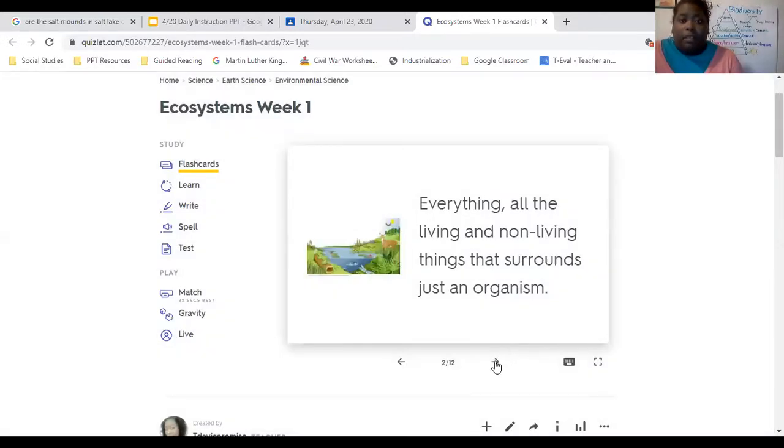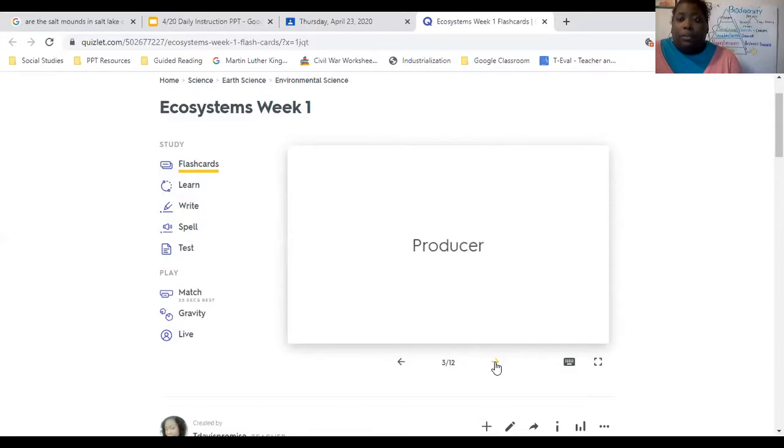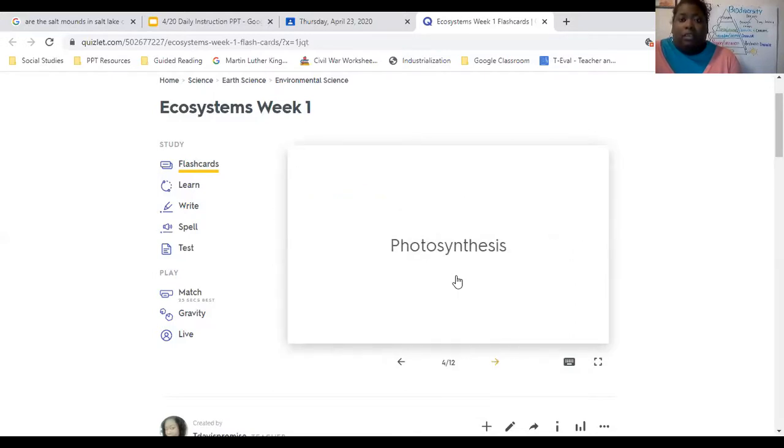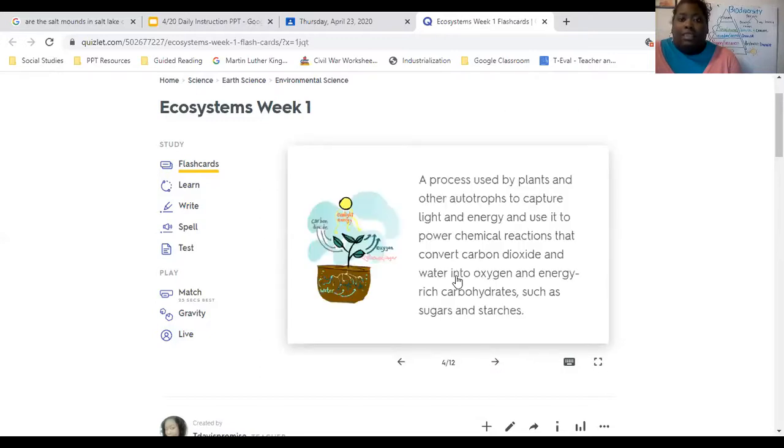All right. Our next term, my turn, producer, your turn. So a producer is an organism that makes its own food through photosynthesis. Photosynthesis is a process used by plants and other autotrophs. Those are organisms that make their own food. If you're a heterotroph, then you go out and you consume other organisms. You don't make your own food, you consume other organisms. But if you're an autotroph, then you make your own food.